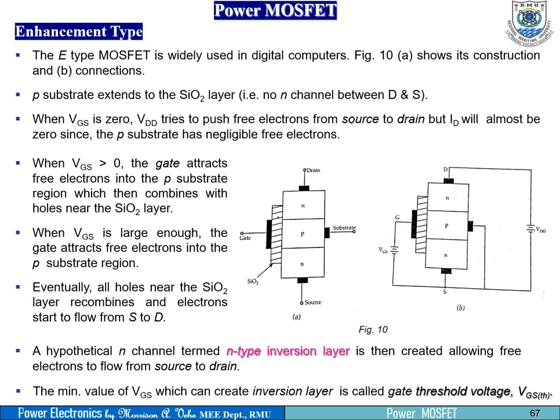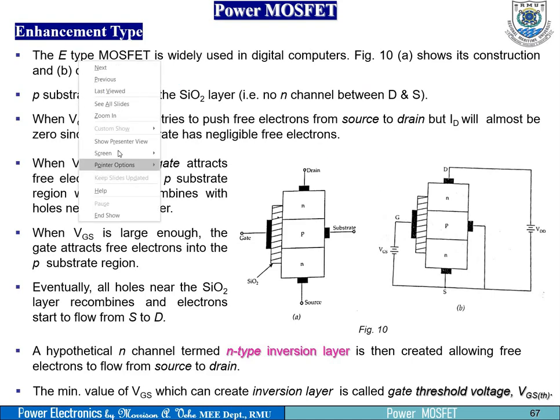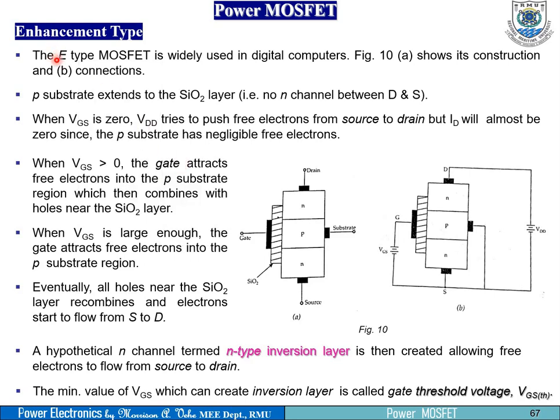So let's also look at the enhancement type. This is the MOSFET. Figure 10 will help us, A and then B. Figure 10A shows its construction. So you have your gate, your drain, your source, your substrate, and then this is the oxide layer. There are layers of the semiconductor material, N, P, N. The V shows the connection.